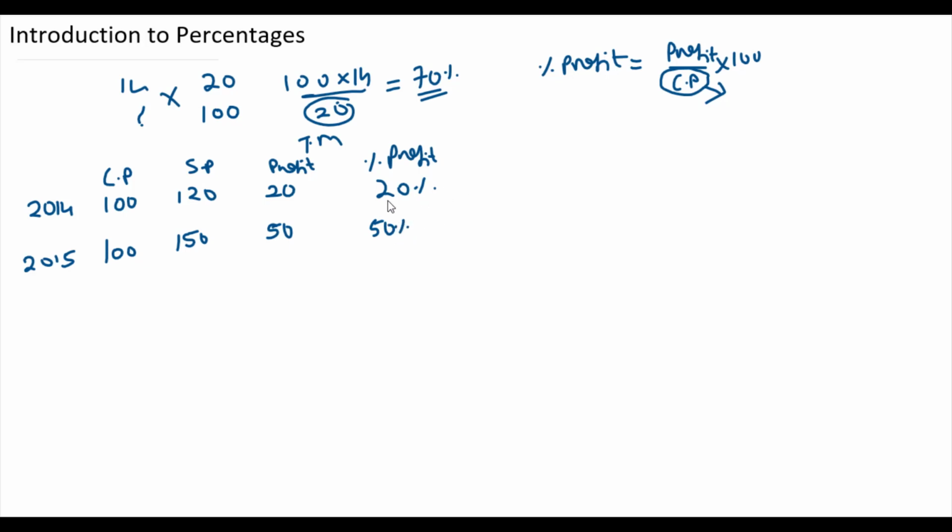So here in the year 2014, the percentage profit was 20%, and then in the year 2015 it has become 50%. If you want to calculate the percentage point change in your percentage profit, it will simply be the arithmetic difference between the two percentages, that is, 50 minus 20, which will be 30%. So here the 30% represents the percentage point change in your percentage profit. Now if you want to calculate the percentage change in profit value.